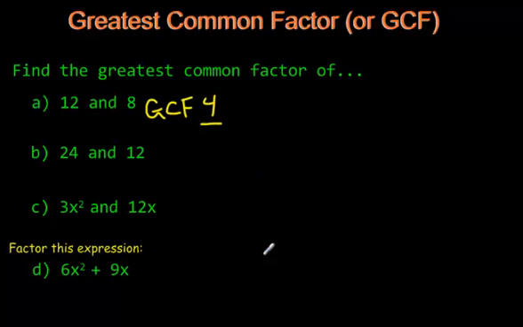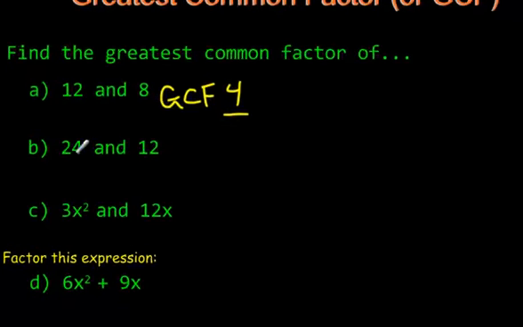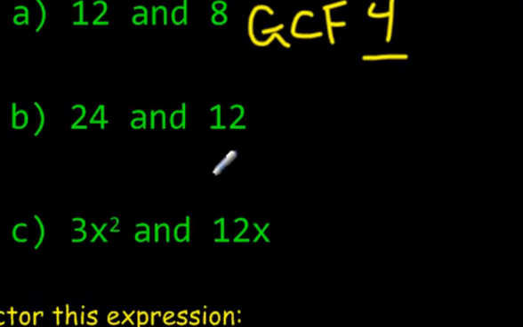You don't always need a graphing calculator to help you with that, but I'm just saying in case you want help with that and it's not coming to you, you can do it that technique. So let's try the next one. We have 24 and 12. Well, what numbers can divide 24 and 12? I know 2 works because they're both even numbers, so they can both be divided by 2.